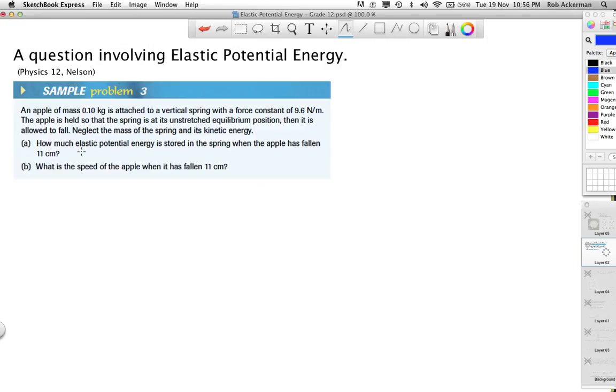slide. This is also out of your textbook. It's sample problem 3 in the book Physics 12 by Nelson. This time we've got elastic potential energy involved. We're going to use the half kx squared formula.